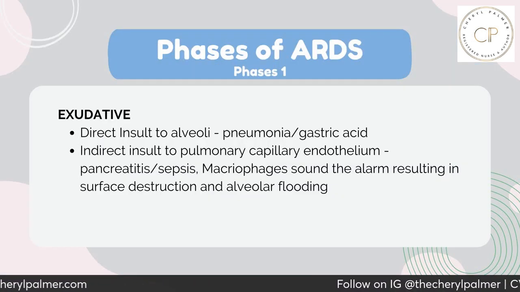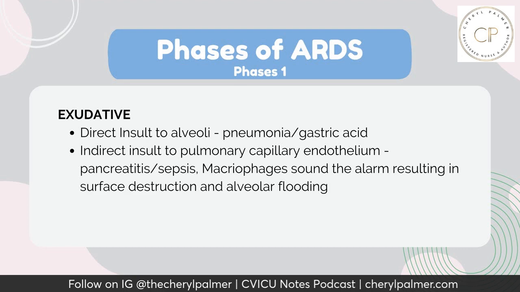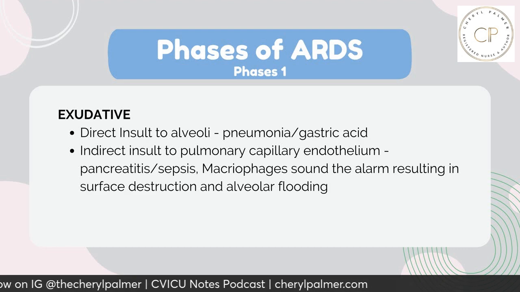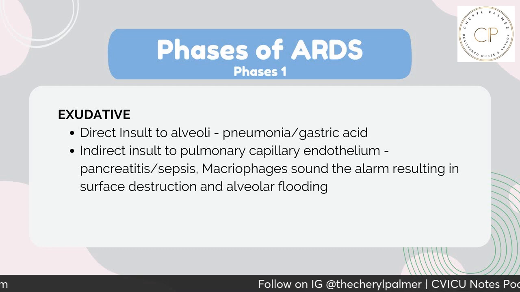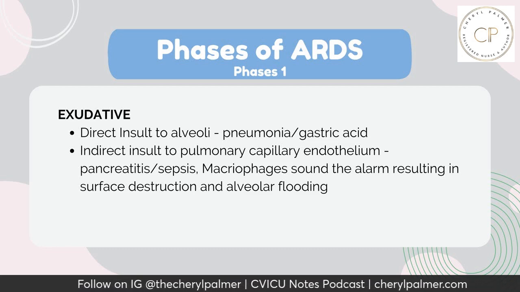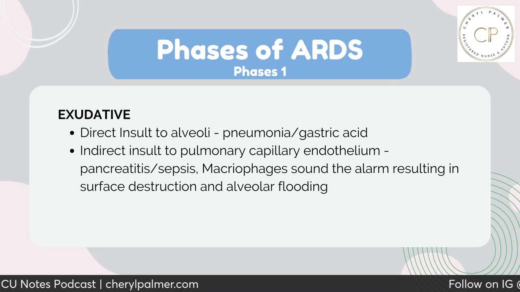Phases of ARDS. Phase 1 is an exudative phase. There's direct insult to the alveoli, like with pneumonia or gastric acid. Indirect insult to the pulmonary capillary endothelium, pancreatitis, and sepsis. Sepsis is an example. Macrophages sound the alarm, resulting in surface destruction and alveolar flooding.